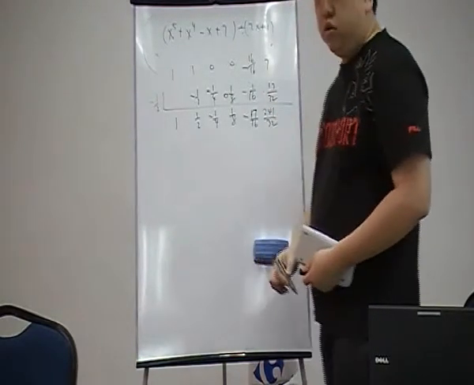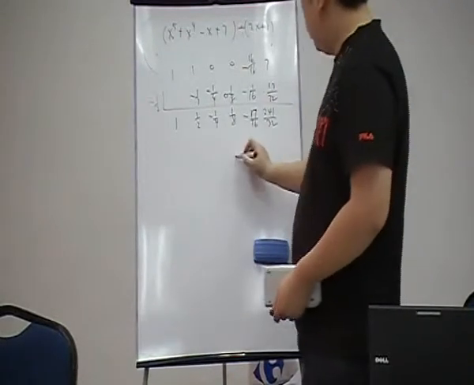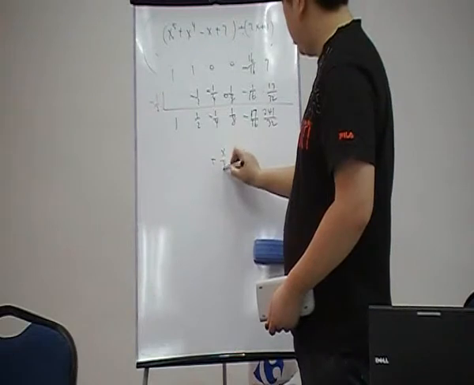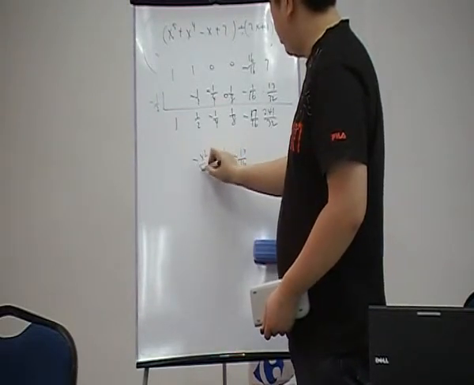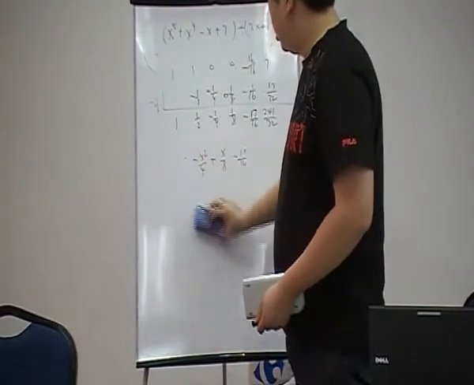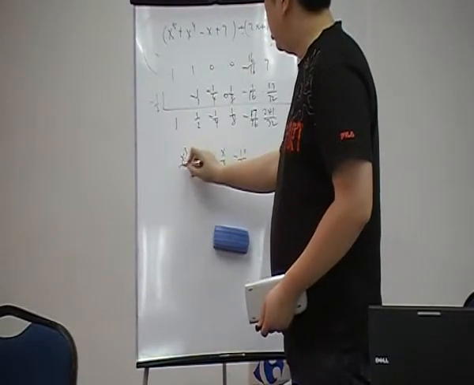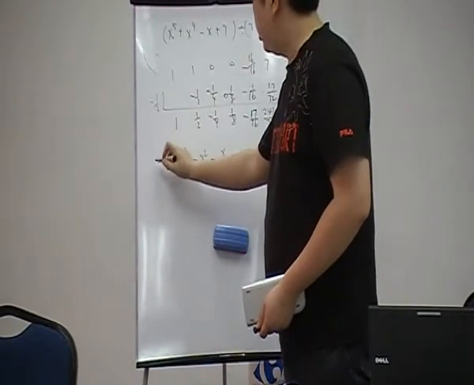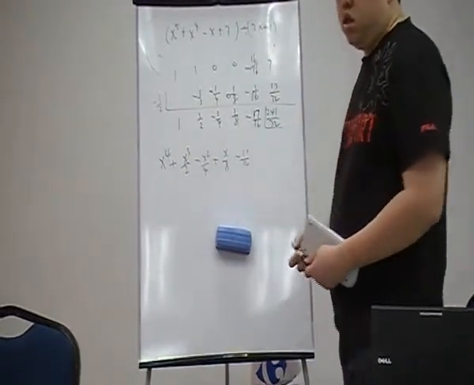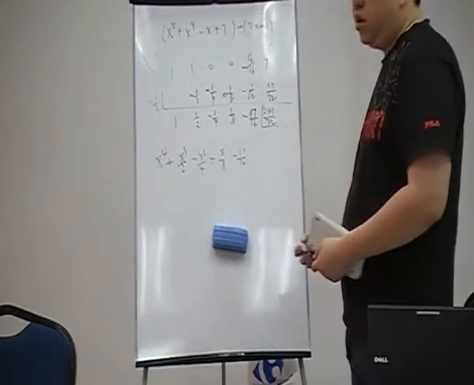So you see, what's the answer? Minus 17 over 16, plus x over 8, minus x squared over 4, plus x cubed over 2, and x to the 4, and the remainder is this. So that is the division.